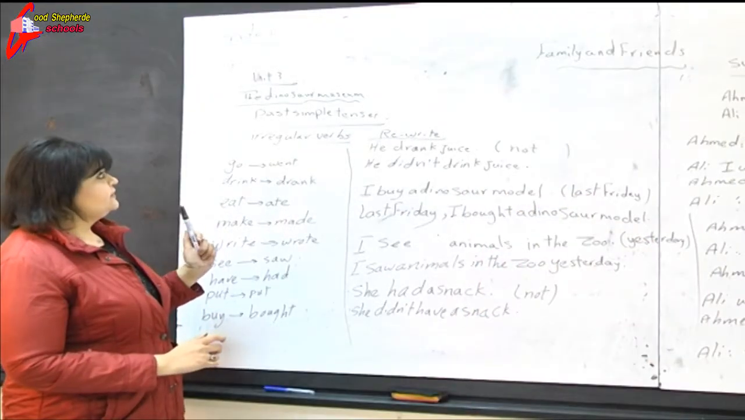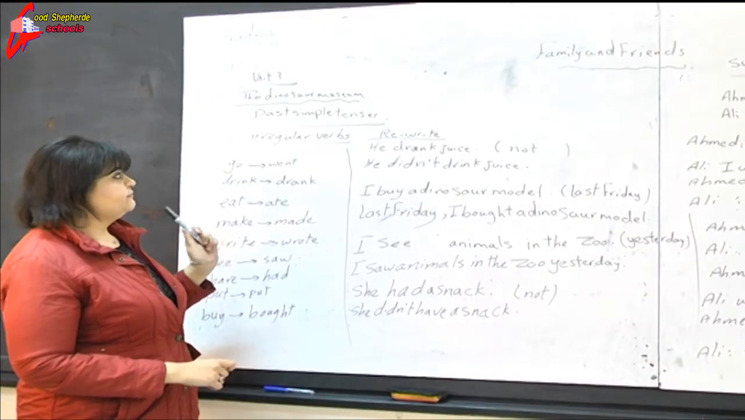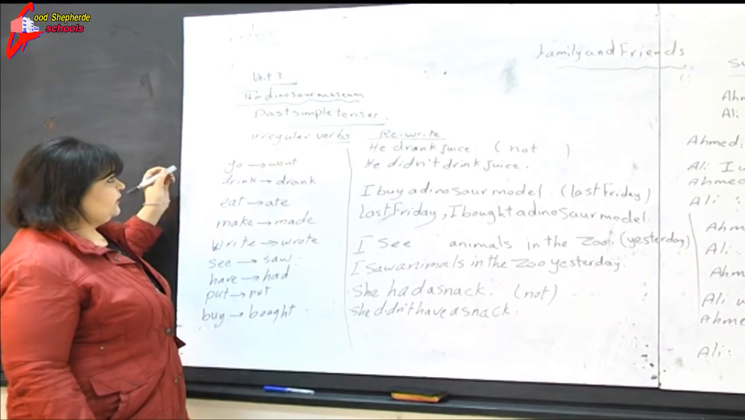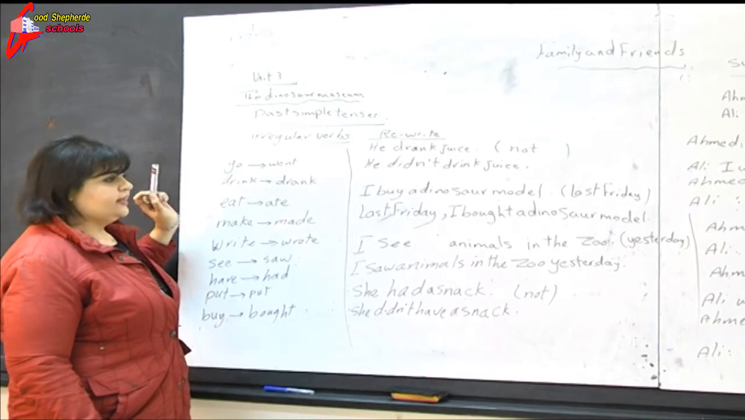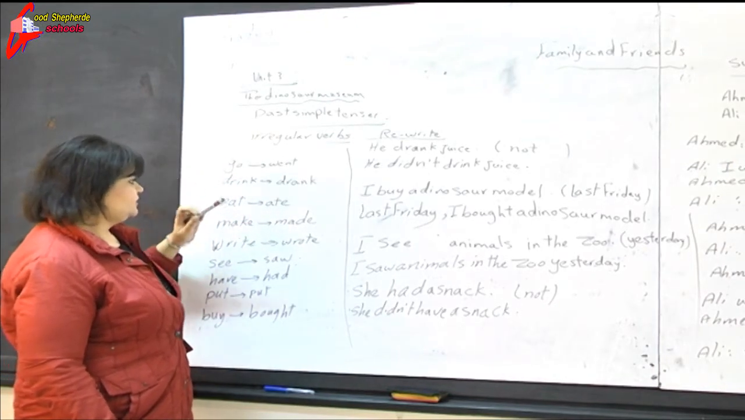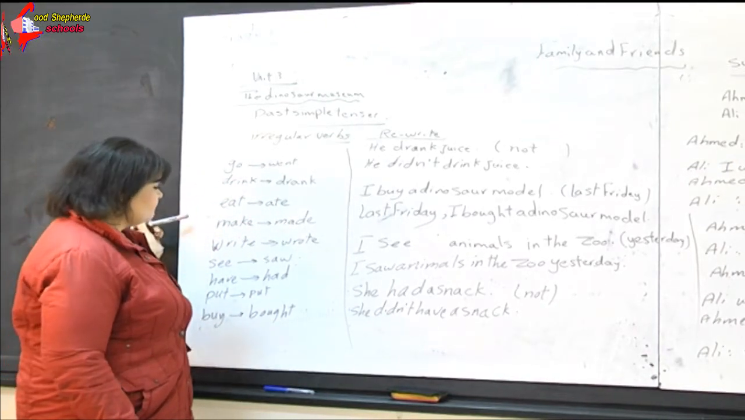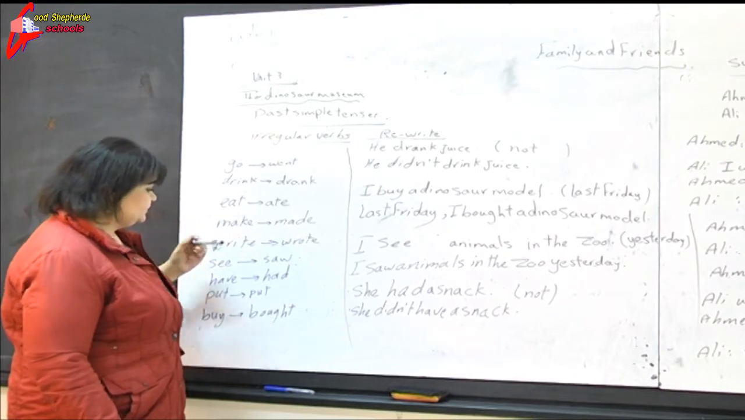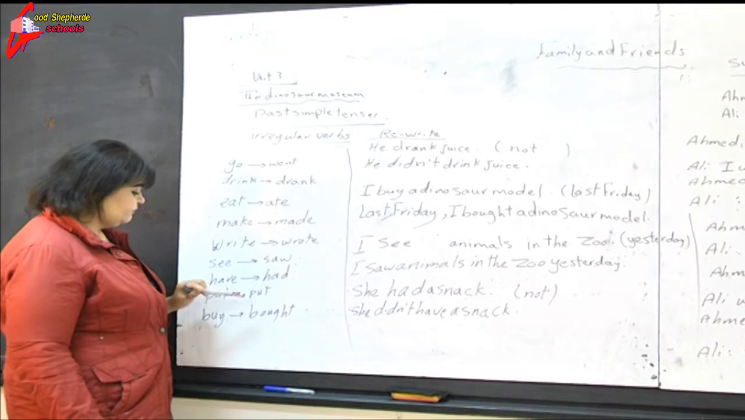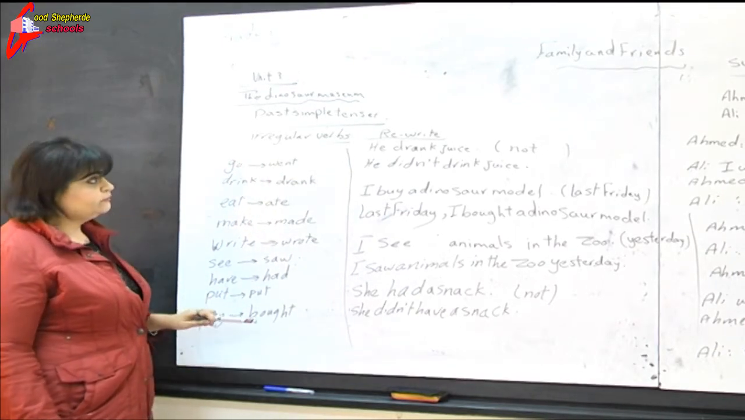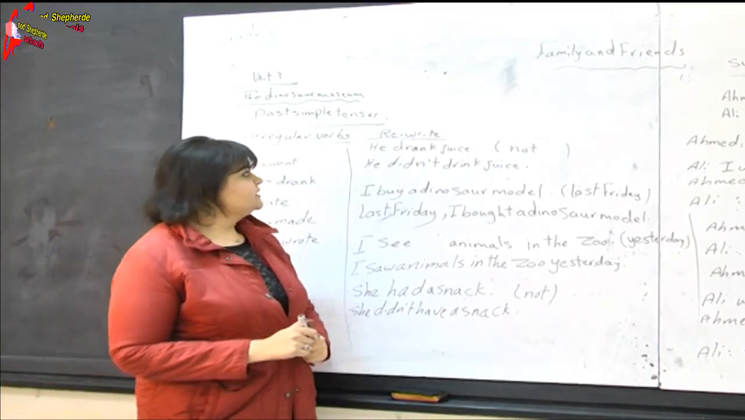Okay, Unit 3, the Dinosaur Museum, past simple tense. The second part for past simple tense, irregular verbs. Like go, went, drink, drank, eat, ate, make, made, write, wrote, see, saw, have, had, put, put, buy, bought. Let's see the rewrite questions.